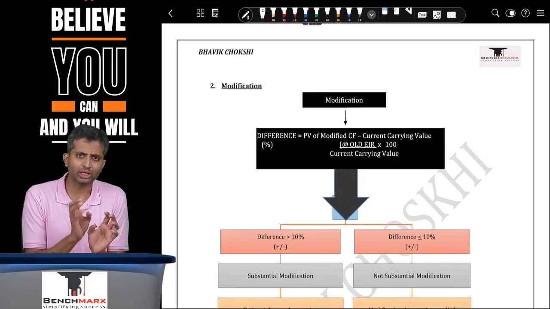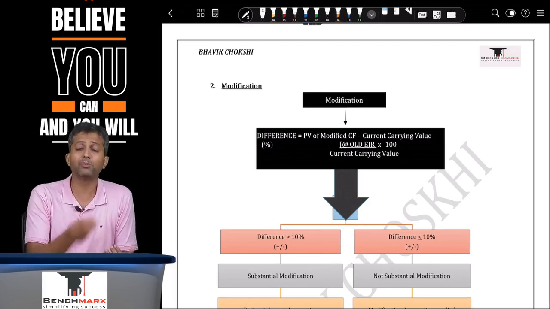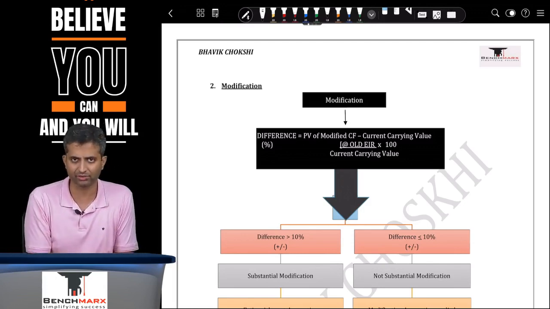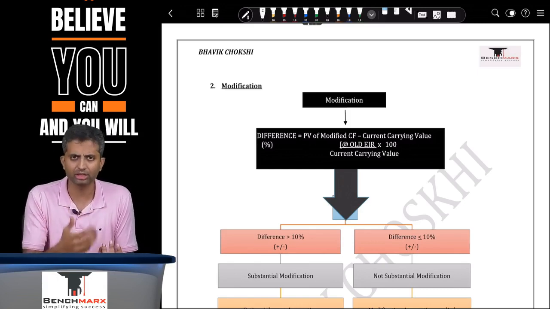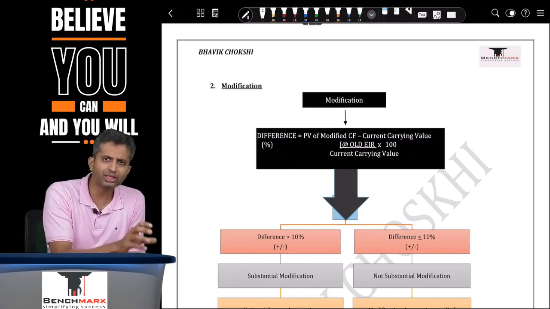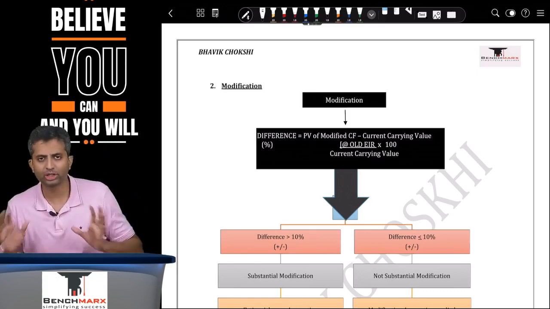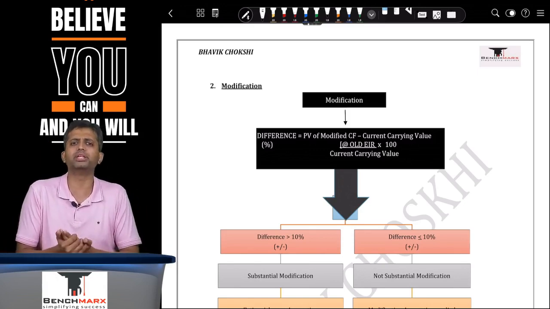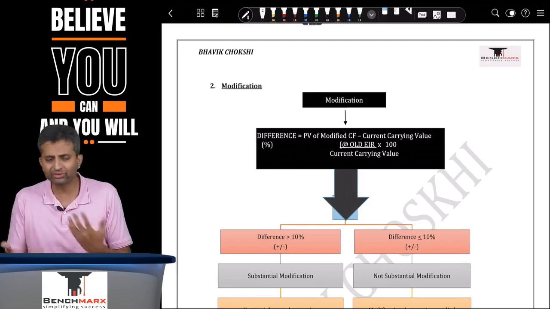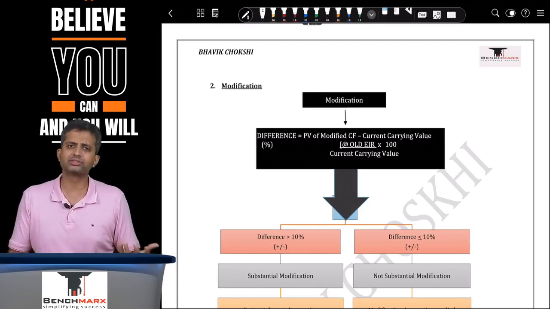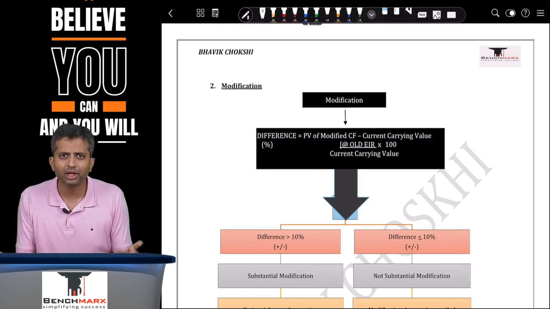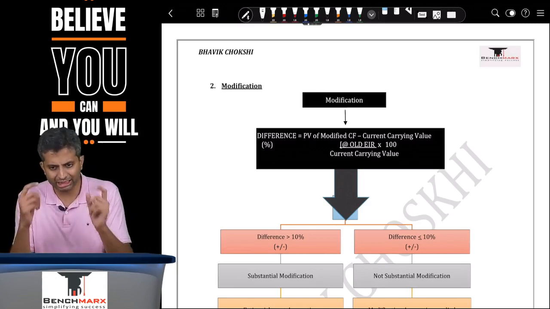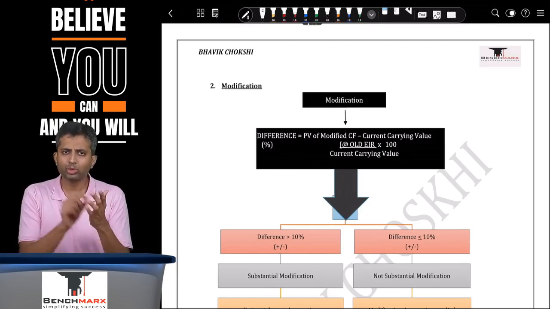Well, the standard says that you will compare the present value of the modified cash flows at the existing EIR, the old EIR, with the carrying value. Carrying value is nothing but the present value of the existing cash flows at the existing EIR. If there is a modification of cash flows, then they should differ. You will take the difference.